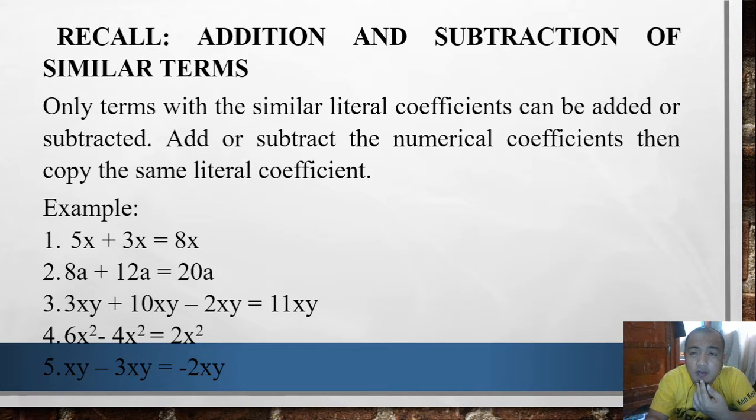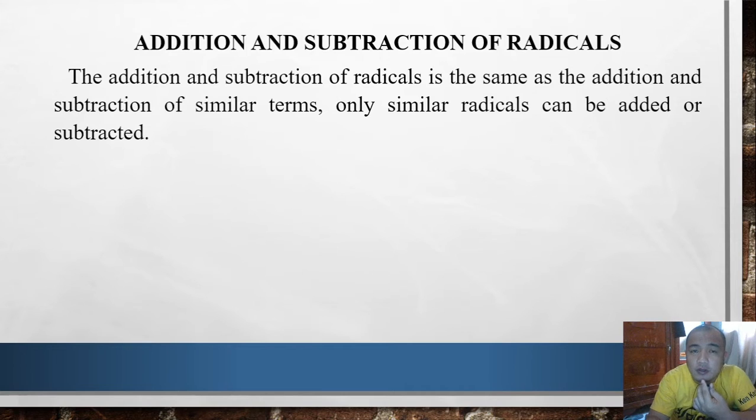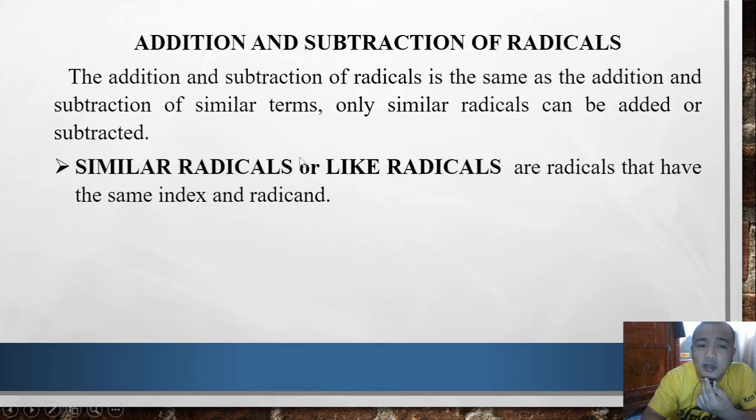Addition and subtraction of similar terms can be likened to addition and subtraction of radicals. In adding and subtracting radicals, it's just the same as the addition and subtraction of similar terms. Only similar radicals can be added or subtracted. What are similar radicals or like radicals? These are radicals that have the same index and radicand. They can be called similar radicals or like radicals.